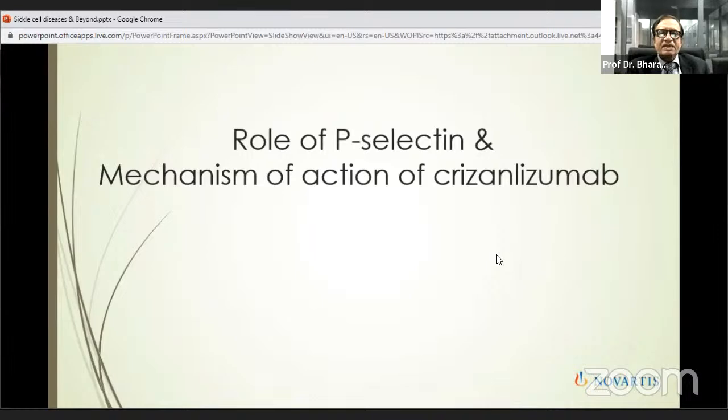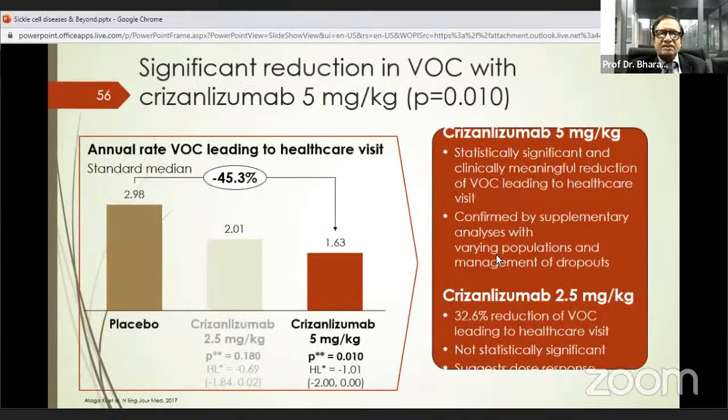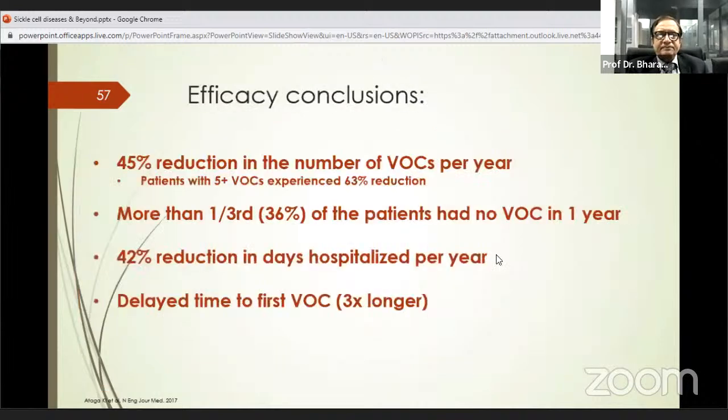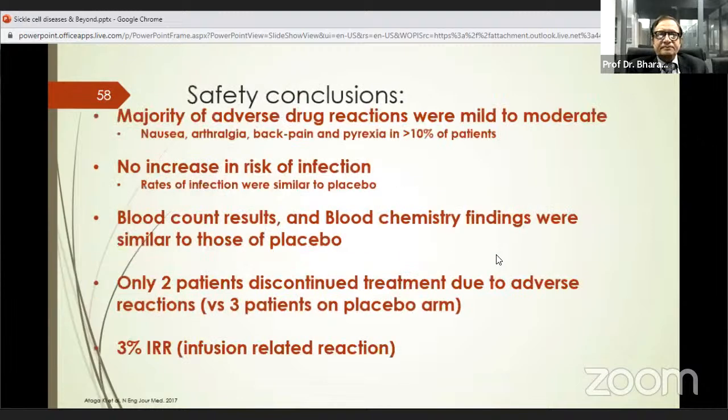So the role of P-selectin and mechanism of action: statistically, it significantly decreases VOC frequency, duration, and severity. Efficacy: it is a 45% reduction in the number of VOC per year. More than one third of the patients had no VOC, and there was a 42% reduction in days of hospitalization per year, and a delay in time to the first VOC. The majority of adverse drug reactions were mild to moderate, with no increase in risk of infection, and only 2 patients discontinued treatment due to adverse reactions.